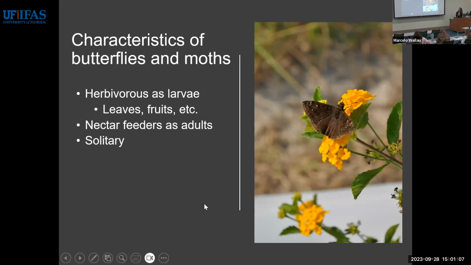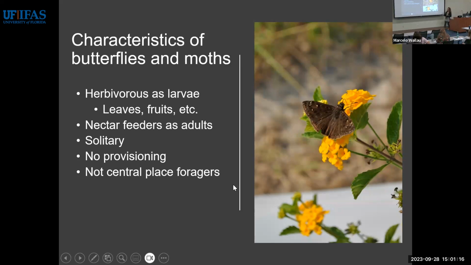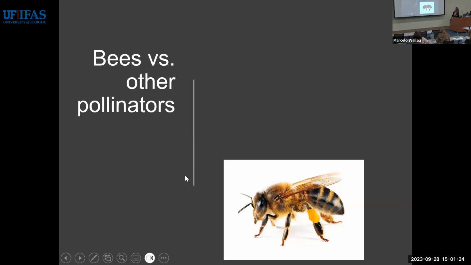Like flies, solitary, right? No big colonies. They don't provision their offspring, and so they're not central place foragers. So like flies, they'll lay eggs here and there. They don't return to provision their offspring. The offspring have to fend for themselves. They have to find their own food.